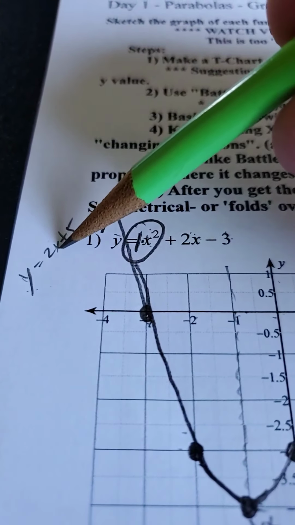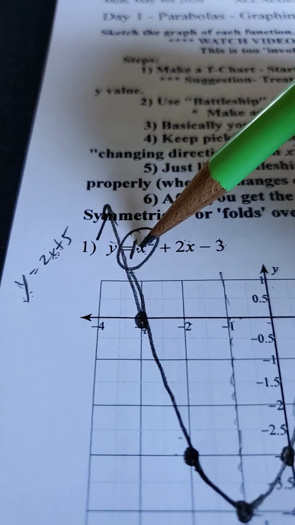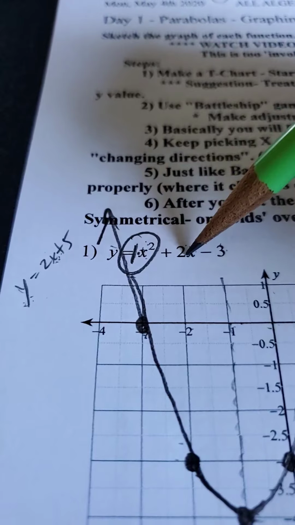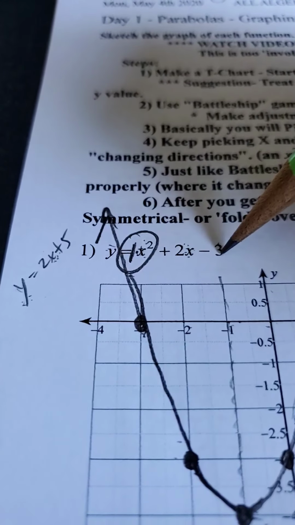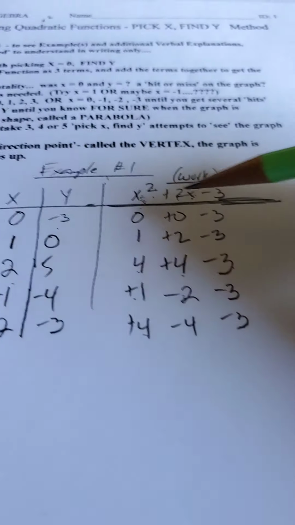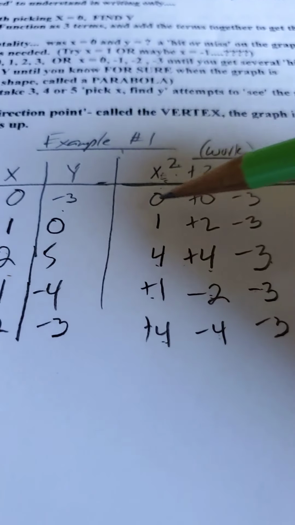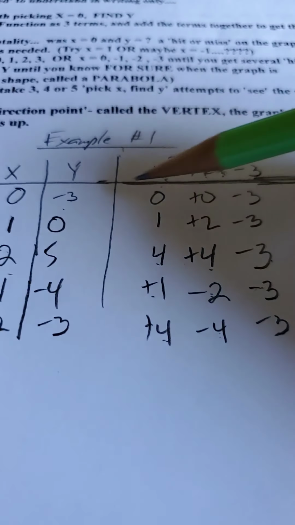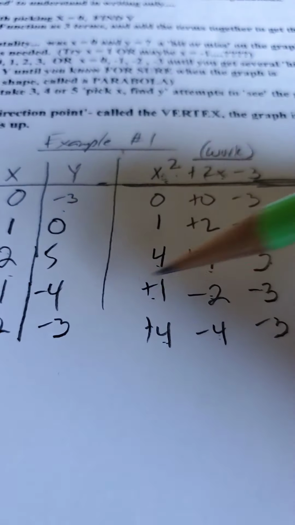Just like in linear, we picked a number for x, found y, pick x, find y. Well, we're going to pick x, but we've got to plug it in here and here, find the y value. Pick another number for x, don't forget the negative 3, find the y value. Okay? I like to organize my work over here and do this as 3 separate terms and then add them together. Those add to negative 3, those add to 0, those add to 5, those add to negative 4, those add to negative 3.